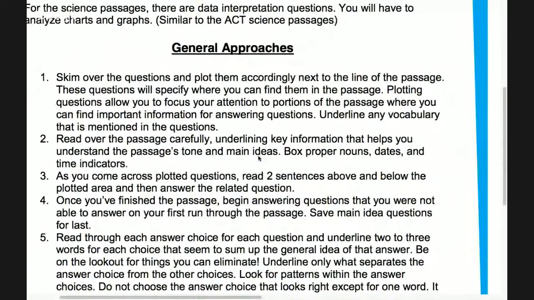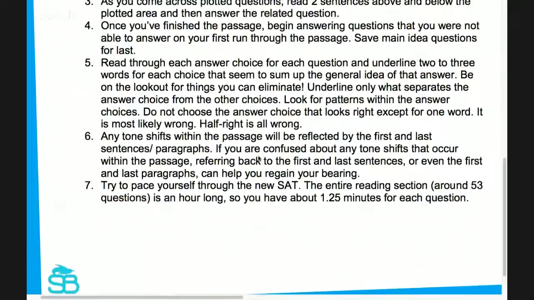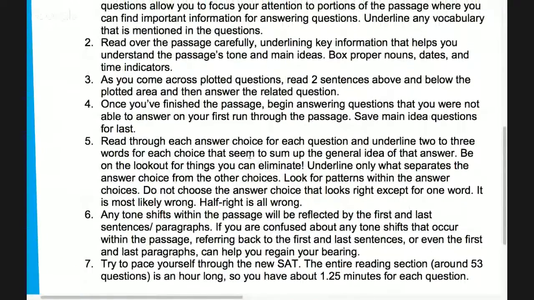Okay. So then, read over the passage carefully, underlining key information that helps you understand the passage's tone and main ideas. Box proper nouns, dates, and time indicators. These will help you to answer the question as you come back to it.